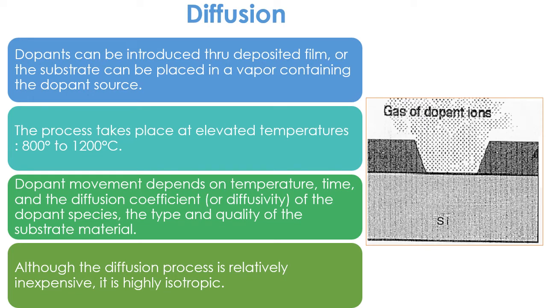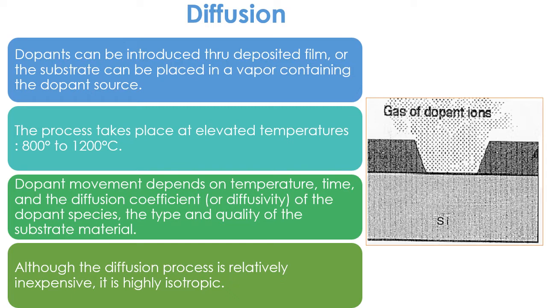For the diffusion process, dopant can be introduced to the substrate surface in the form of a deposited film, or the substrate can also be placed in a vapor containing the dopant source. This process is usually performed at 800 degrees Celsius to 1200 degrees Celsius, so it is usually operated at a very high temperature. Dopant movement within the substrate is strictly a function of temperature, time, and the diffusion coefficient.